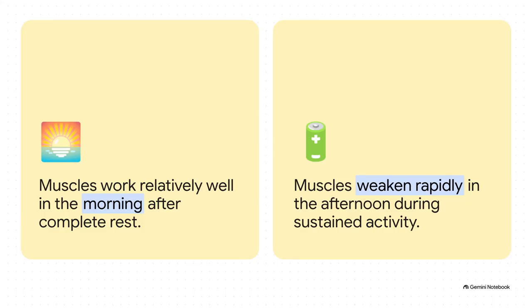This drastically fluctuating energy is really the hallmark of myasthenia gravis. Morning performance is usually quite strong, because the muscles work relatively well after they've had complete rest. But by the afternoon, fatigue really sets in, and the muscles weaken rapidly during sustained physical activity.